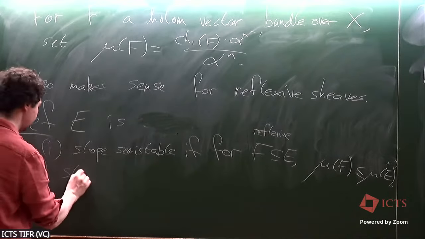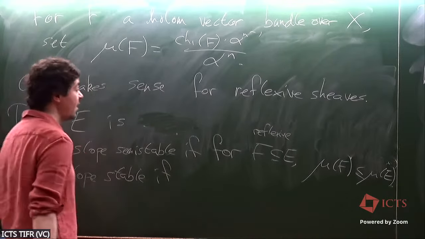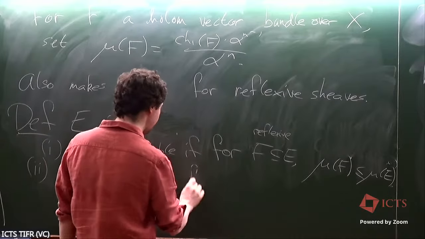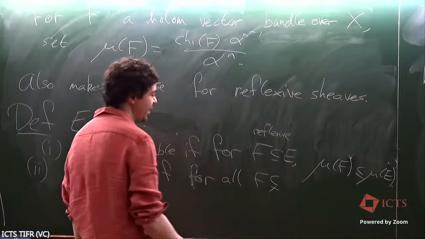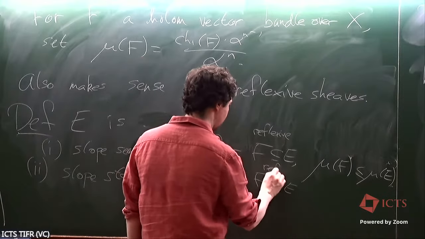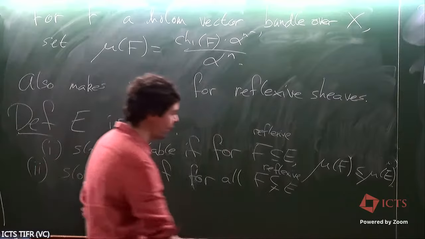Slope stable. If for all F a proper reflexive subsheaf, so F is not equal to E, we have strict inequality.